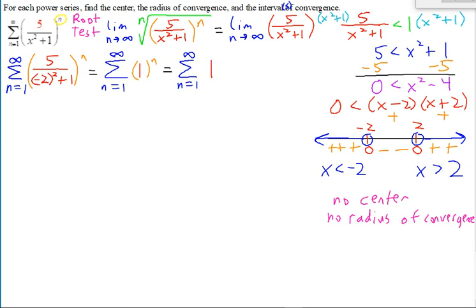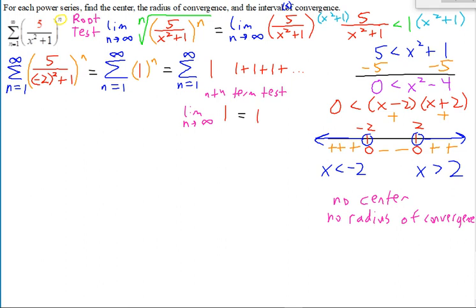Now, there's different tests you can use here. This is a geometric series. You keep getting multiplied by 1. Every term is 1. It's like 1 plus 1 plus 1 forever. Probably the easiest test to use is the nth term test, or also called the divergence test. And all you have to do is find the limit as n approaches infinity. In this case, 1. There's nothing to plug into. It's just 1.